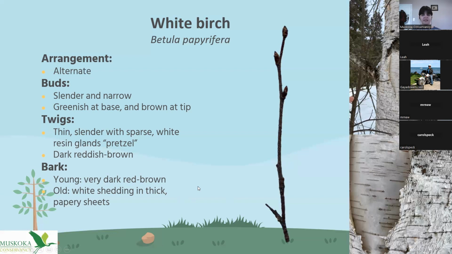For the bark, as I mentioned, color will change throughout its life. So when it's young, it is actually a very dark reddish brown, similar to that of the twigs. And it's only as it gets older that it starts to get its very characteristic white bark, shedding in those thick paper-like pieces that we all recognize the white birch for.